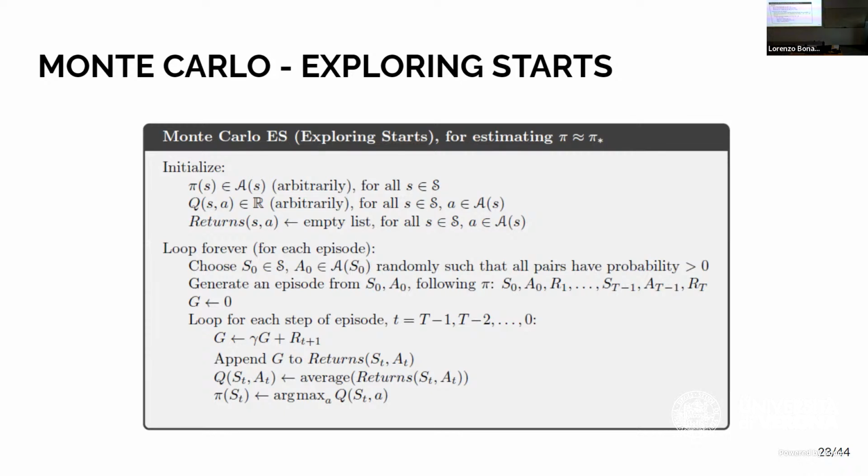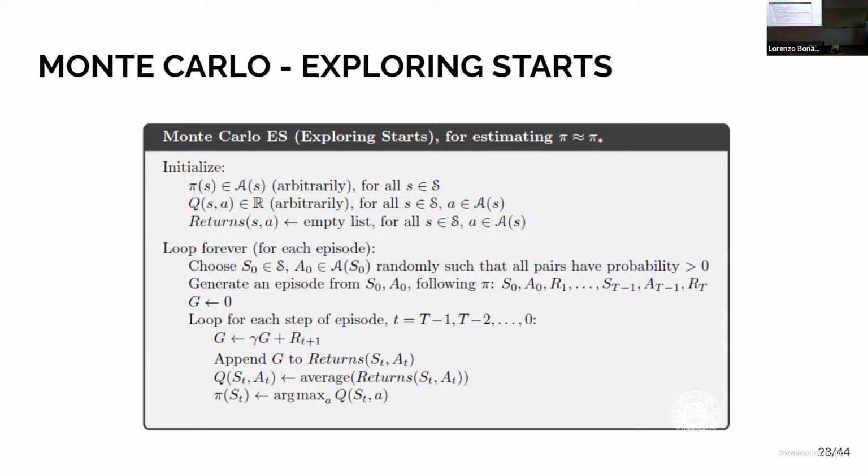And we need to generate an episode. An episode is simply a sequence of states and actions. You are in an initial state, you perform an action, you see the reward, and you go on until you reach a terminal state. Once you have that episode, you have that sequence of state, action, and rewards. You can compute the return. The return is this G. Then from the end of the episode, you compute the return backward. So you start from the last reward you obtained, and you go backward till the first reward you obtained. And you compute the return for that trajectory, for that episode.